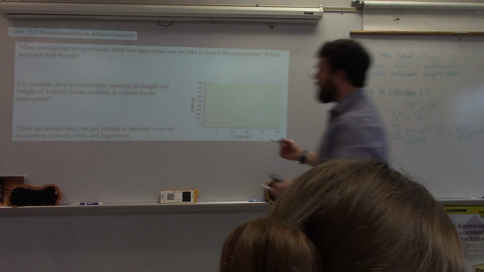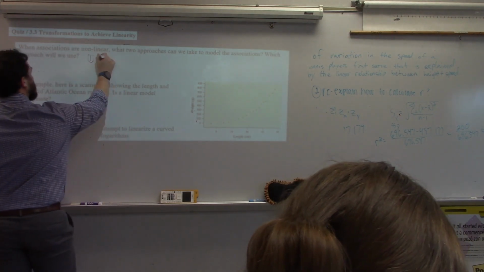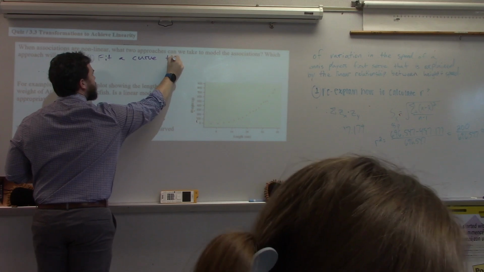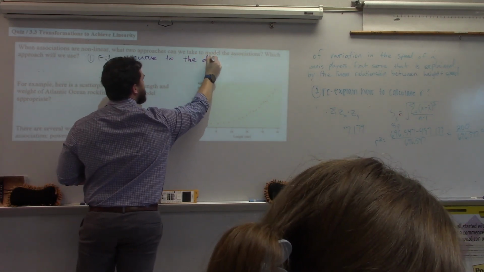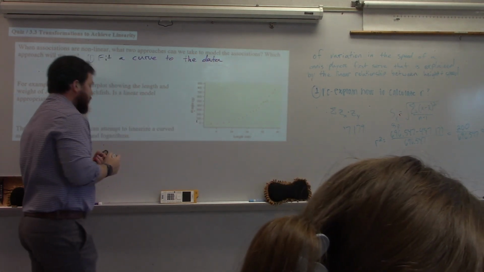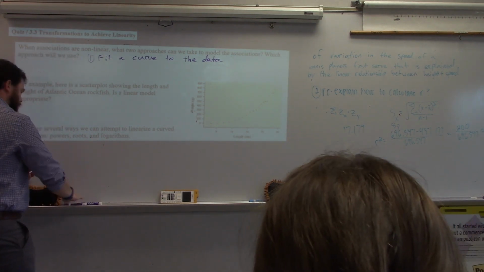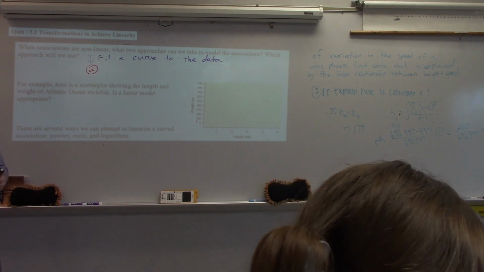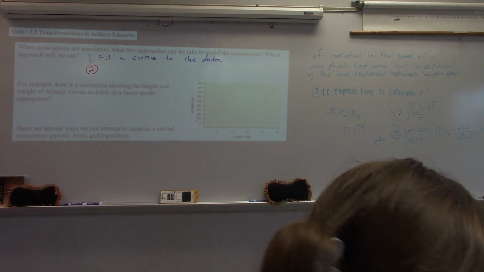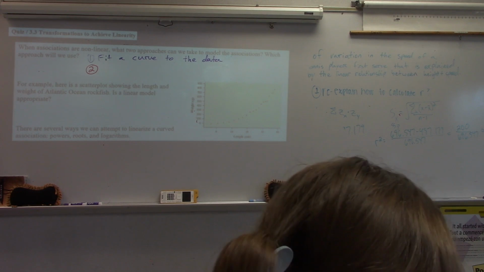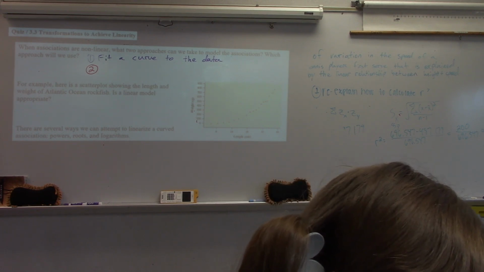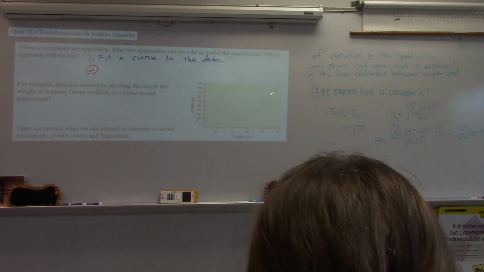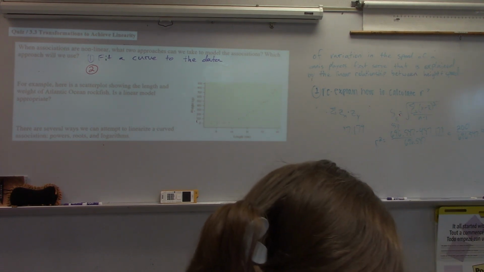So, one, fit a curve to the data. Okay? Two, and this is what we actually do most of the time. This is actually where most of the regression comes from. Anybody know what type of curve this might be here? It looks pretty darn exponential to me, right?